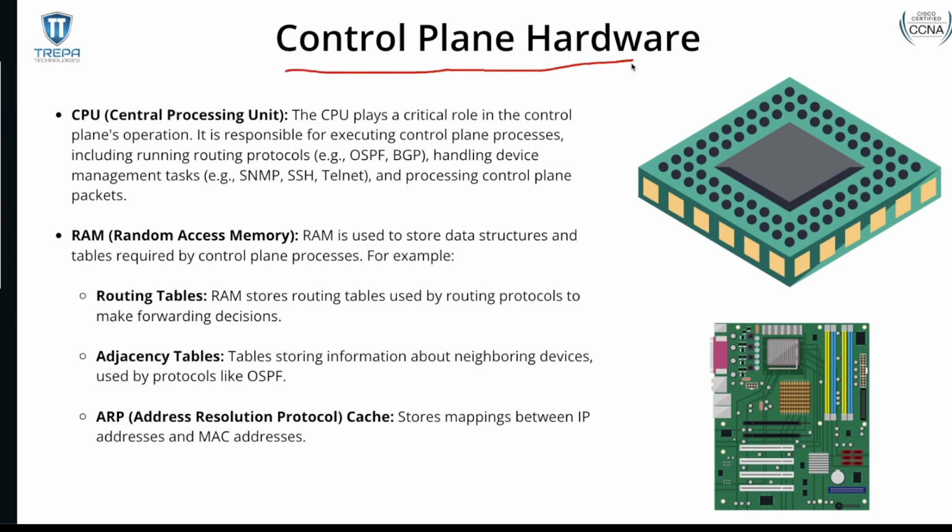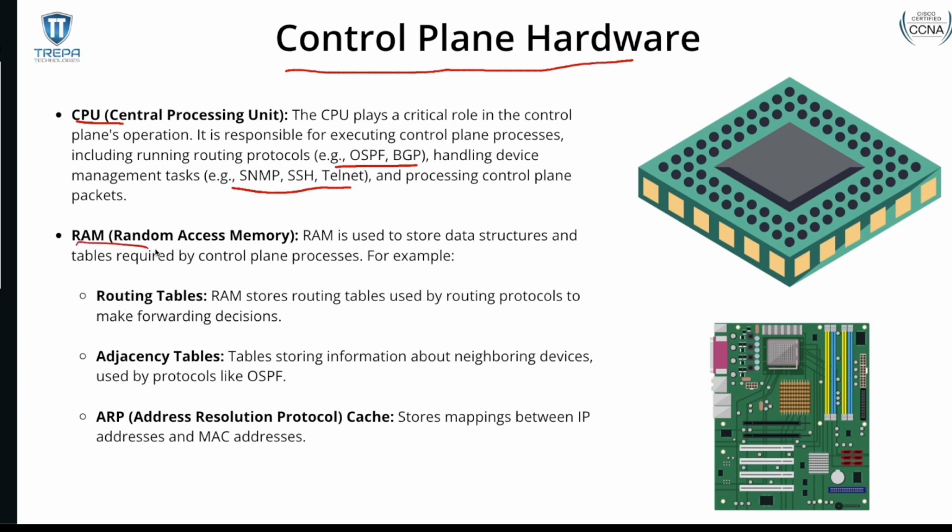So for control plane hardware, the CPU, this is critical in the control plane's operations. It's responsible for executing control plane processes like routing protocols and also handling management tasks. So the CPU, like I said, is that overhead for that control plane and also that management plane.